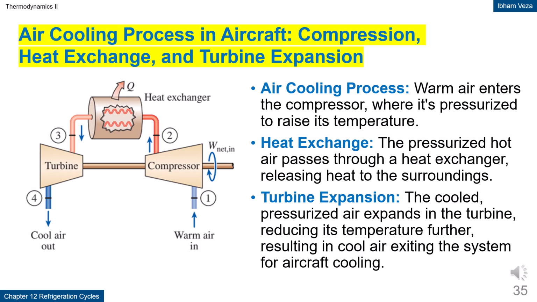Air cooling process in aircraft. This system is used in aircraft to provide cool air for the cabin. Outside air is compressed, so its temperature increases. Then it is cooled in a heat exchanger. After that, the air is expanded in a turbine, so its temperature drops significantly. The cold air produced by the expansion is then supplied to the aircraft cabin. This system is chosen because it is simple, lightweight, and reliable.